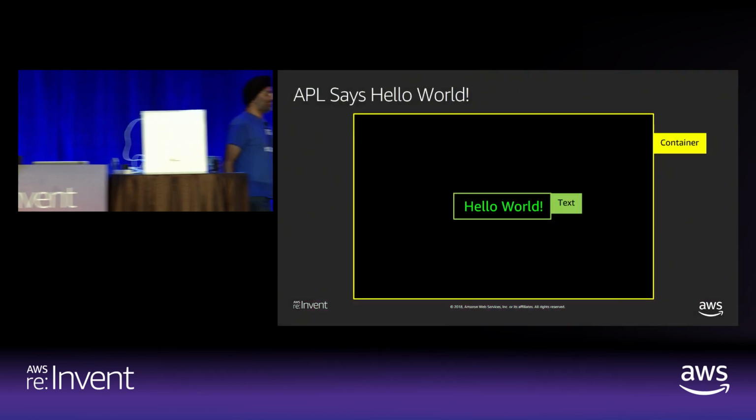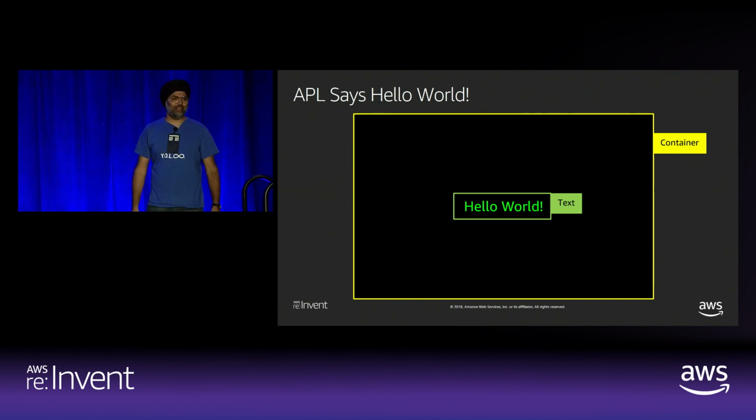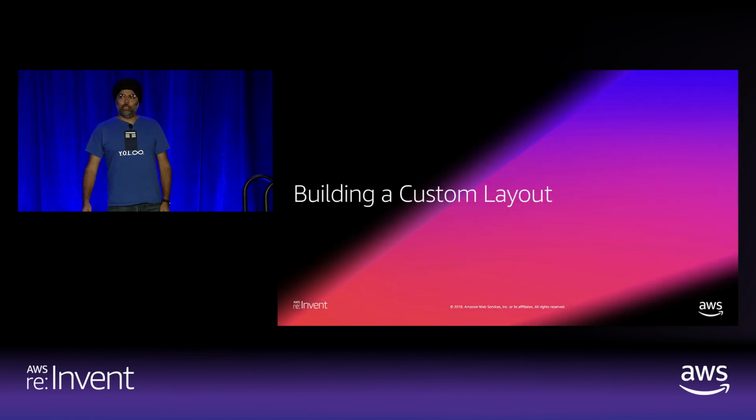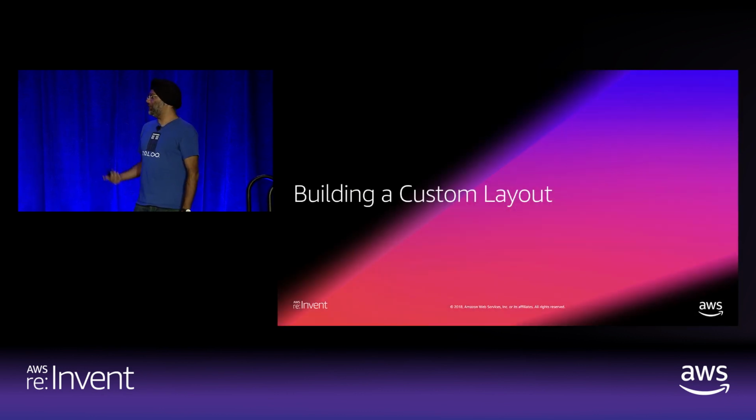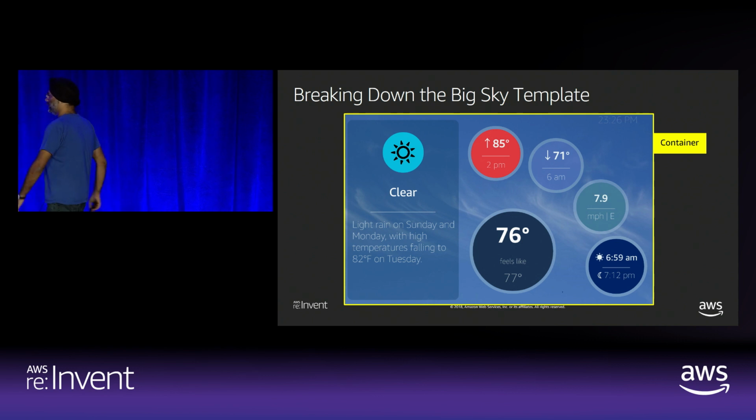All right, so hello world was pretty straightforward. There's a container. There's a text block inside the container. There's not a lot going on. If you try and ship this skill, or if I try and ship this skill, I'm going to get rejected summarily. Totally acceptable, because nobody wants to ship a hello world skill. What we want to ship is a skill like Steve's. So let's take a look at what building a layout for BigSky looked like. Steve?